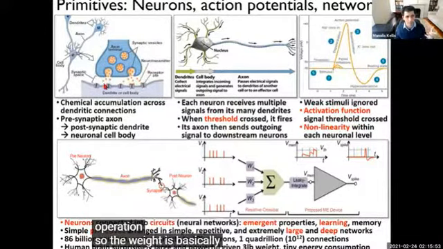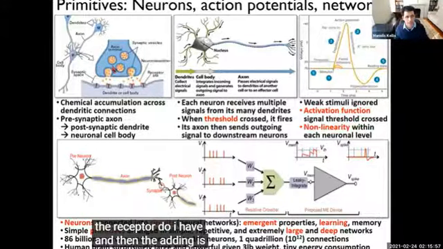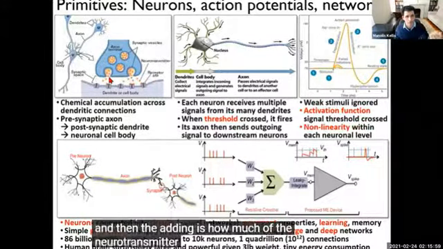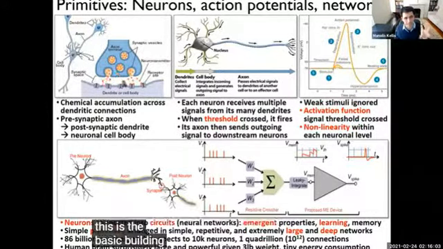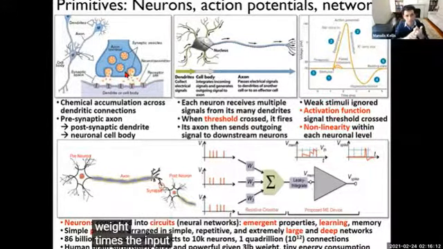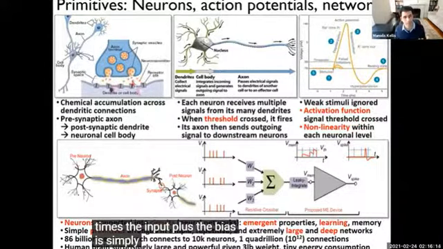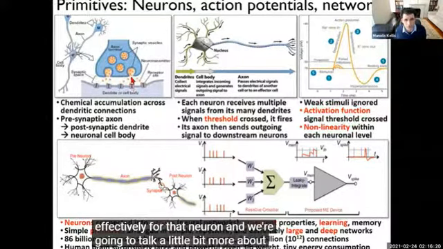So the weight is basically how much of the receptor do I have, and then the adding is how much of the neurotransmitter do I receive. Okay, so these are the basic building blocks of summing and weighing, and then the bias, like the weight times the input plus the bias, is simply what is my activation threshold effectively for that neuron. And we're going to talk a little bit more about that.